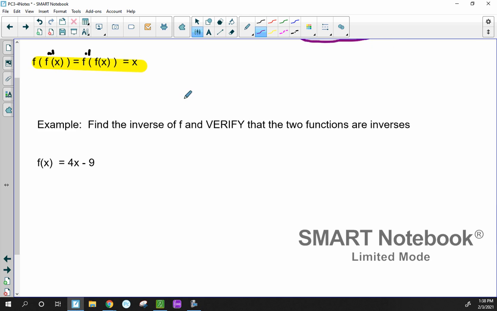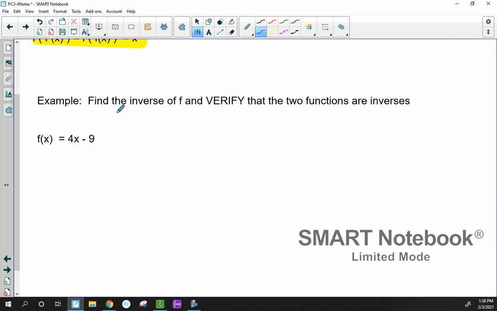So your example is to find, for number 1, the inverse of f and then verify that the two functions are inverses. The difference in this example is that I just gave you one function and I'm asking you to find the inverse algebraically. Then once we get that answer, we'll call it f negative 1 of x. Then we're going to take both functions and prove that they actually are inverses.